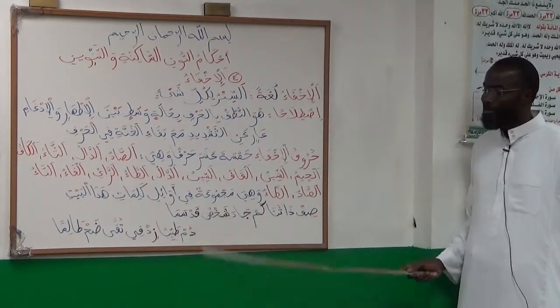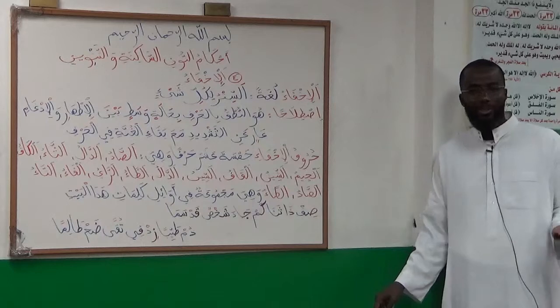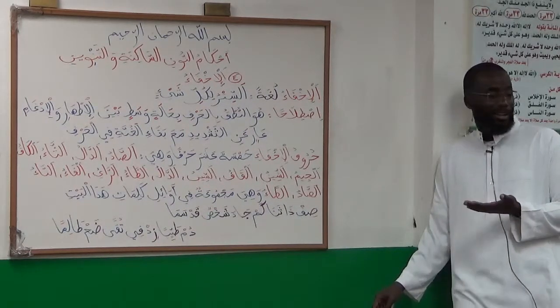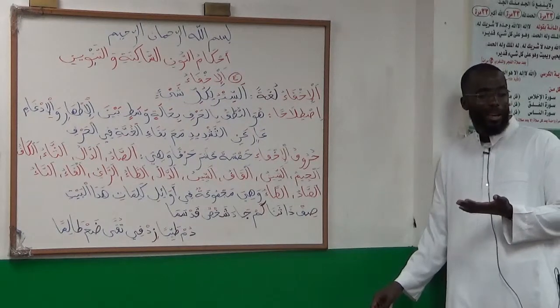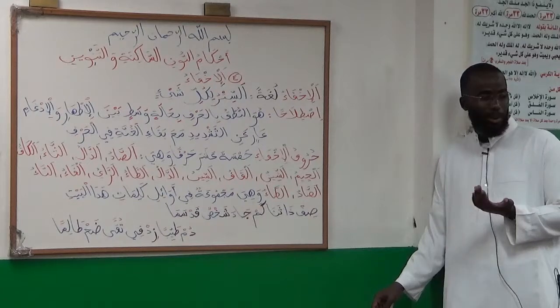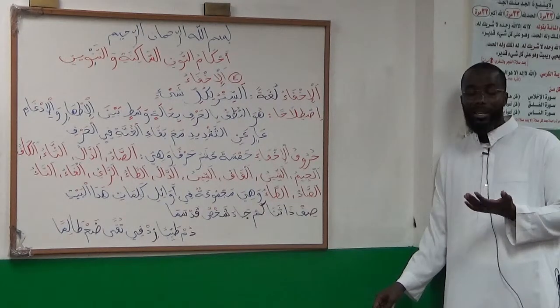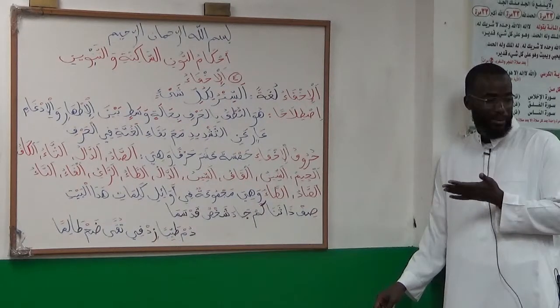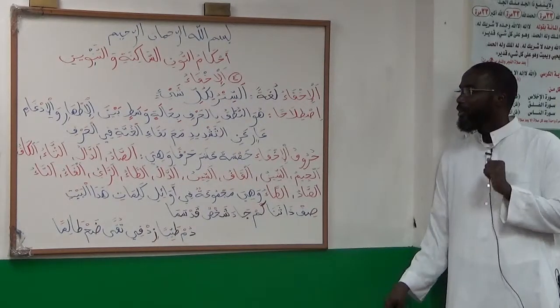And as you notice, we have 28 letters. So we gave al-idhar 6, and al-idgham 6, and al-iqlab 1. So how many is that? 13. So we are left with 15, and naturally the 15 letters that we are left with will be the letters of al-ikhfa. But what is al-ikhfa? So let's follow him.